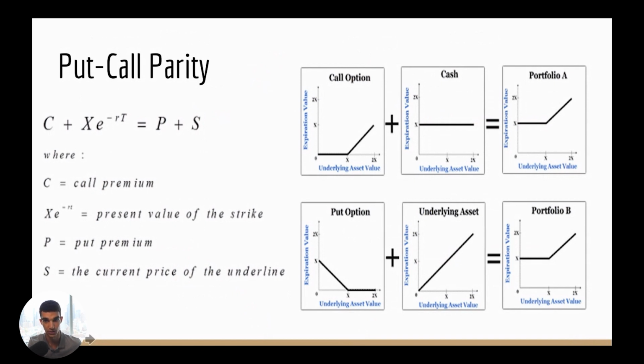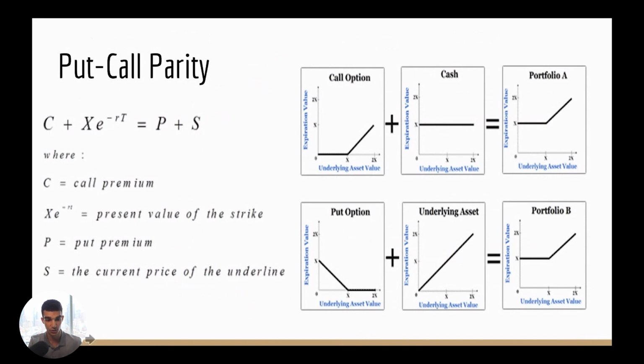Now, if we concern ourselves with the first part on the left, it's C plus X times the discount factor. C is the call premium, so the price of the call option, and X is the strike price. So here we are just saying that we are buying a call option and we are borrowing X amount of money, which is the strike price, that we will have to repay in the future. That's why we have the discount factor here. So for now, let's just consider that we are buying a call option and we are borrowing money. So we start off with the borrowed money plus the call option.